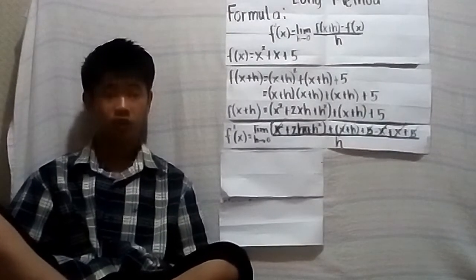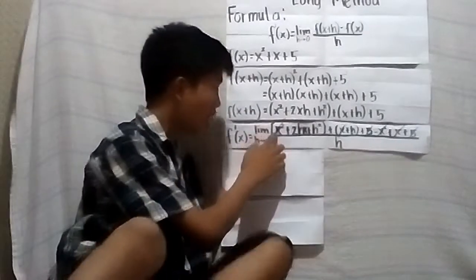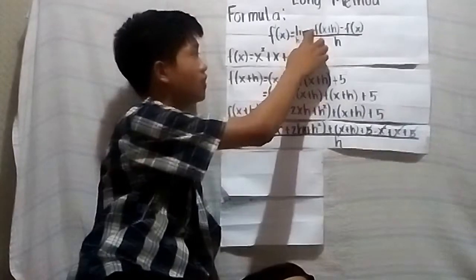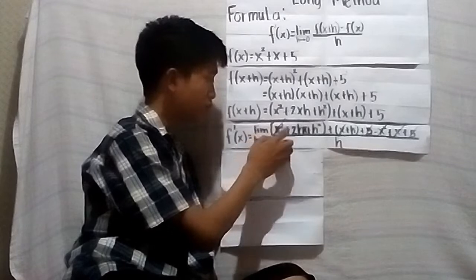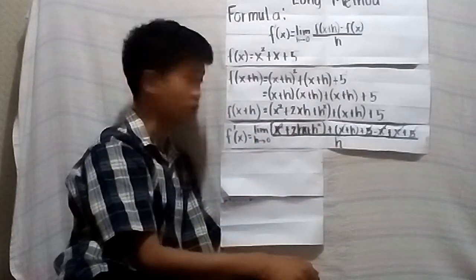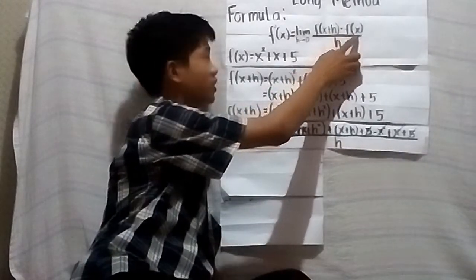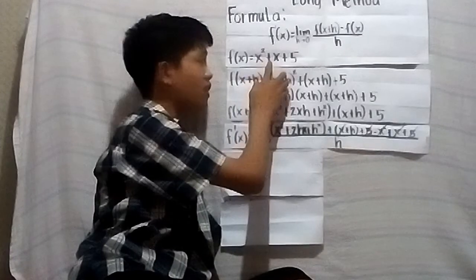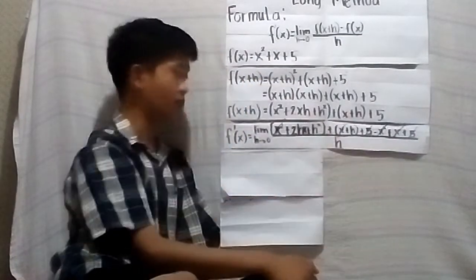Now we can find the derivative of our function. Here, I simply substitute the value of f of x plus h, which is the quantity x squared plus 2hx plus h squared, plus the quantity x plus h plus 5, and subtract our f of x, which is x squared plus x plus 5, and divide it all by h.